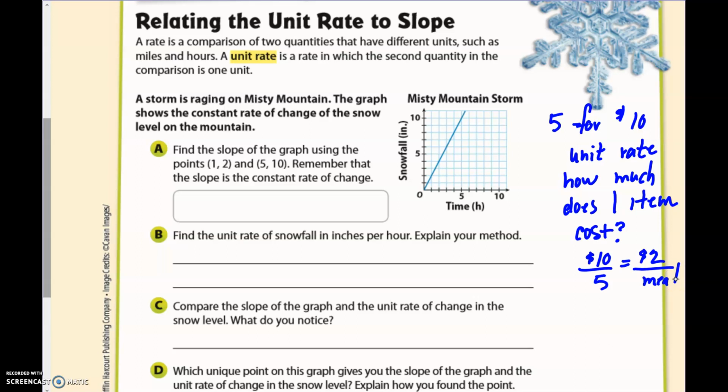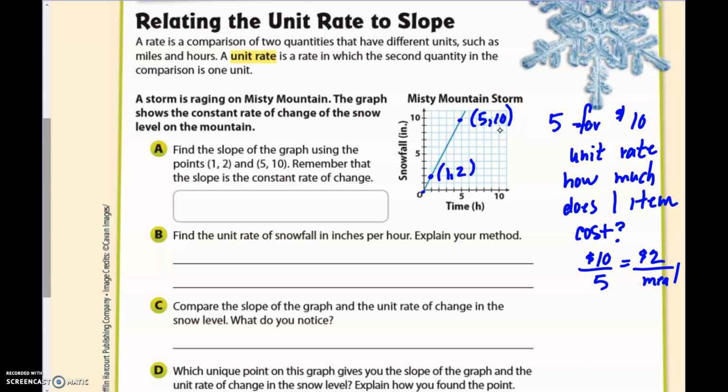Now in here, a storm is raging on Misty Mountain. The graph shows a constant rate of change, so we can see that we have a straight line here, and this is a proportional rate of change because it's going through the origin. It's going through 0, 0, so I know that this is proportional. Part A says find the slope using points 1, 2. So if I go over 1, up 2, I have that ordered pair right there, 1, 2. And they say also 5, 10. So if I go over 5 all the way up to 10, I have this ordered pair, 5, 10.